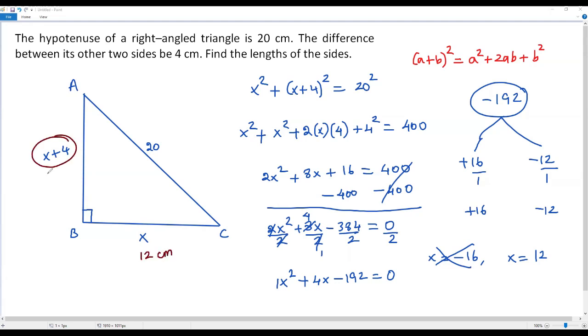And what about this side? When I plug in x equals 12, 12 plus 4 is 16 centimeter. Let me write it over here. Now I got the lengths of the two sides of the right triangle. They are 12 centimeter and 16 centimeter.